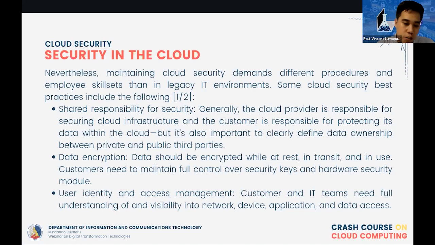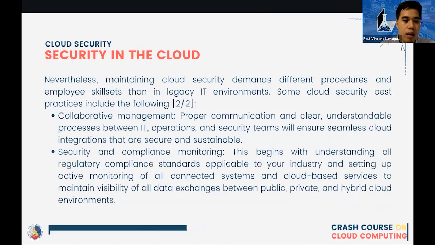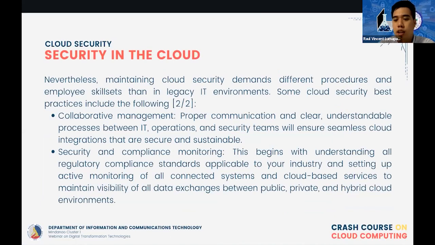And then data encryption, as I said earlier, is very important. And then user identity and access management. Okay. And then collaborative management, no? Proper communication and clear, understood processes between IT, operations, and the security team should be there. It is highly recommended that you follow the National Privacy Commission's recommendations on securing privacy in our systems. It is very important to think about those measures because it would help us in the longer run.